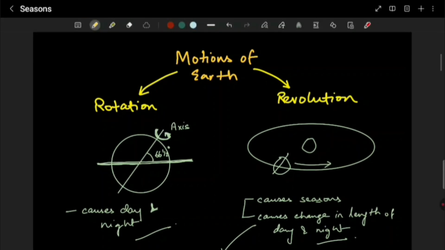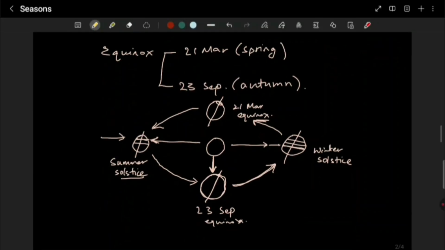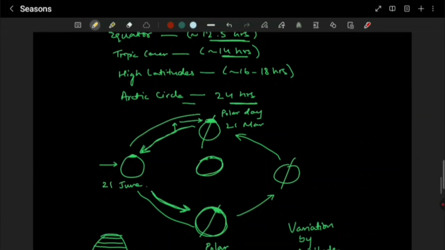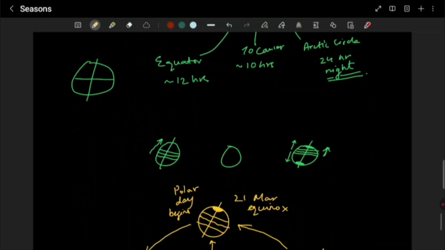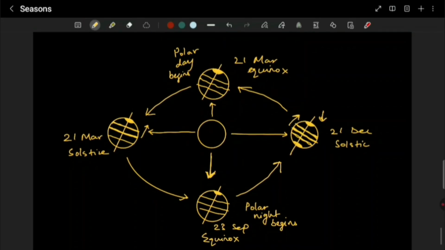How exactly rotation, revolution happens, then how tiltation affects, what is solstice, what is equinox, how length of day and night is affected by revolution and tiltation of earth, what happens in summer, what happens in winter, how the change happens from solstice to equinox, what happens at the poles, what is polar day, polar night. I hope everything is clear now.